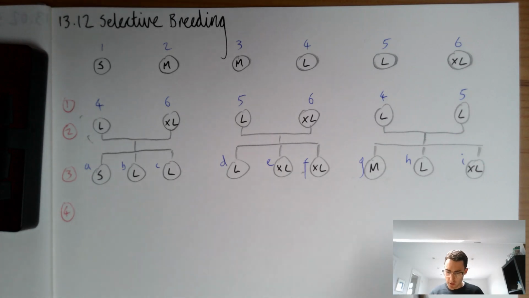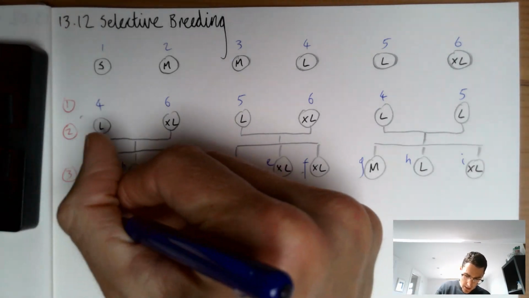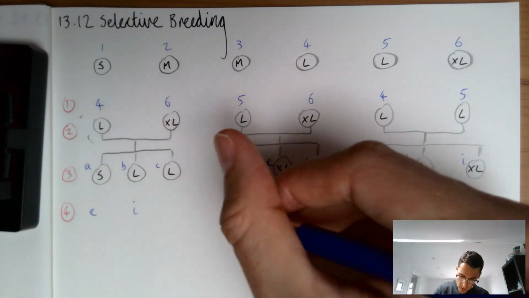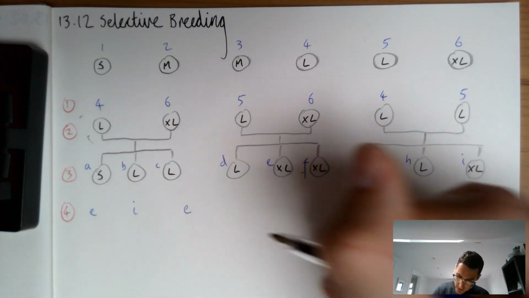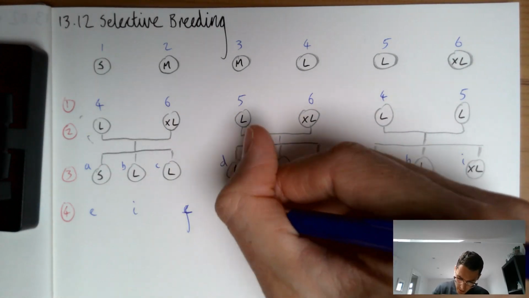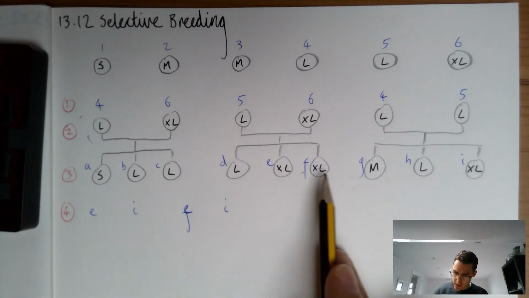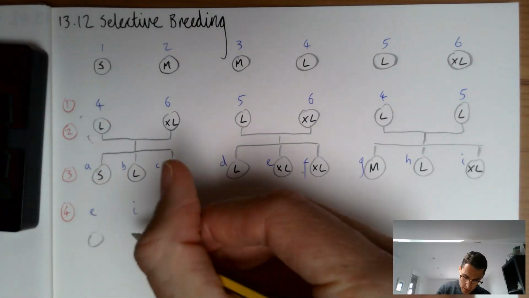So what I might do, firstly, I'm probably going to do E and I and F and I, because they're the ones with the largest muscles. Obviously, I've got to do ones from different. Sorry, that's F and I. Beg your pardon. F and I. So I'm going to do the XL ones together like this.